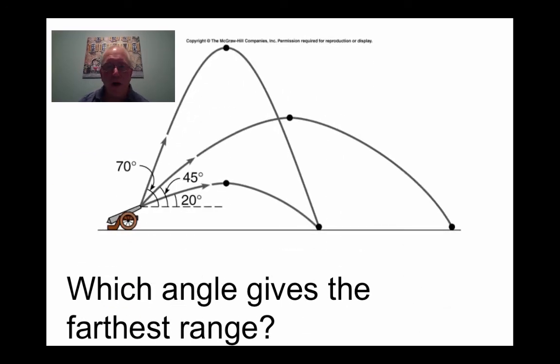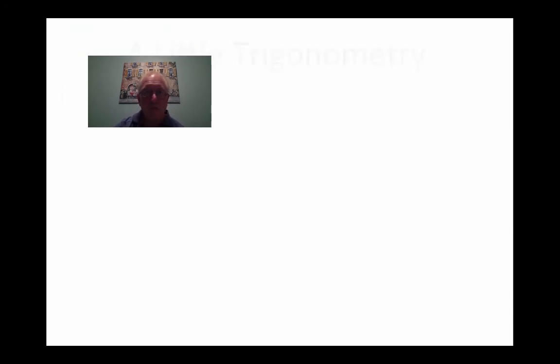Well, turns out a 45-degree angle will. Somewhere in the middle will give you a range that is the farthest. A higher angle, it's going to go higher, but it's not going to go as far. And a lower angle gives you low height and range, which probably makes some sense.